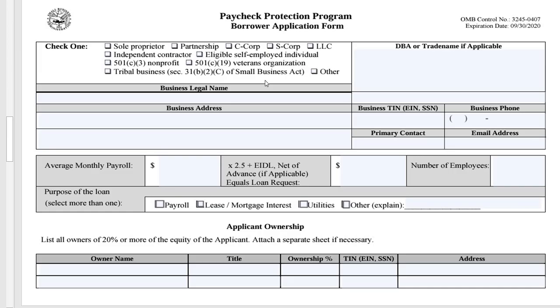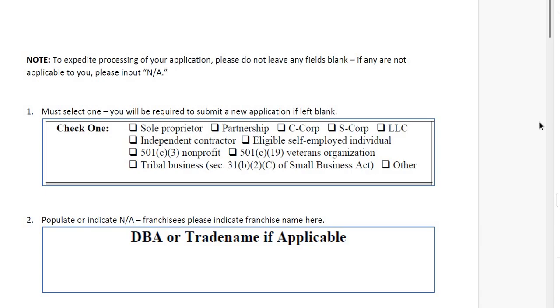And this guide was provided to lenders across the country, banks and other PPP lenders. Take a look at this guide. Here is the guide that the SBA published and provided with instructions. It starts out with a note that says to expedite processing of your application, please do not leave any fields blank. If any are not applicable to you, please put N/A for not applicable.